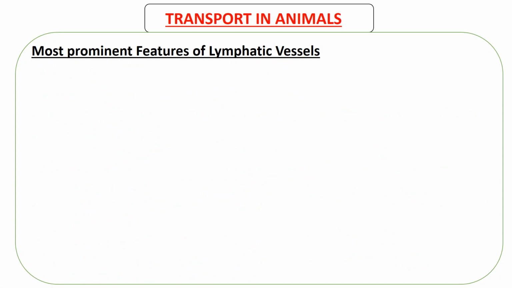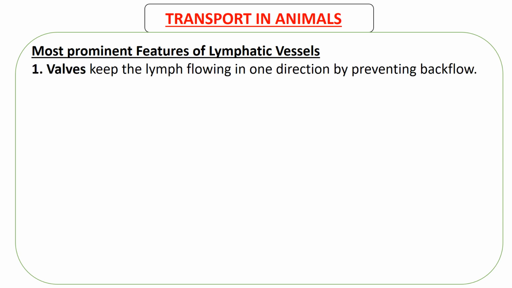So we end this discussion by taking a look at the most prominent features of lymphatic vessels, and this should be your key takeaways on this system. The first prominent feature is a valve. Just like in the blood circulatory system, in the lymphatic system we have valves which keep the lymph flowing in one direction by preventing backflow.